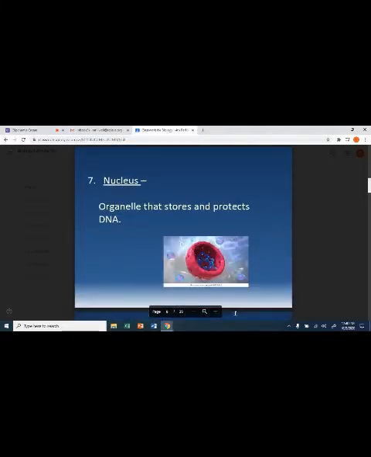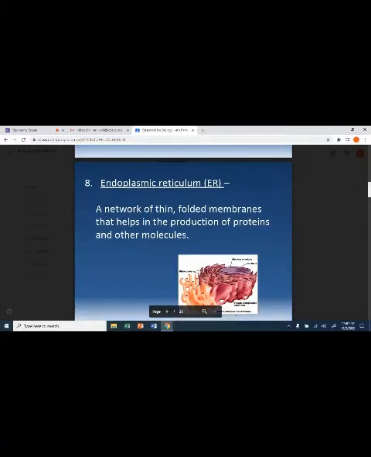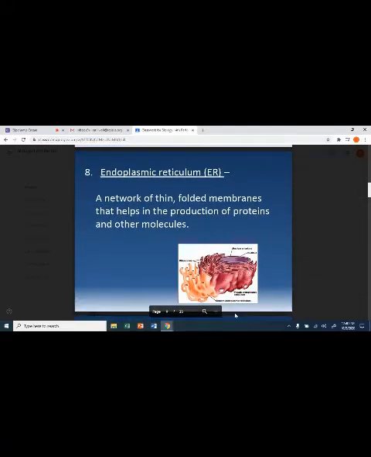The nucleus is the organelle that stores and protects DNA. We have the endoplasmic reticulum, or ER. There's going to be 2 forms, smooth and rough. They are a network of thin, folded membranes that help in the production of proteins and other molecules. You can think of the endoplasmic reticulum as the post office, where everything is packaged up to be shipped out.